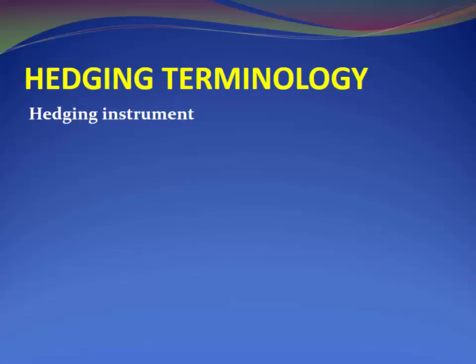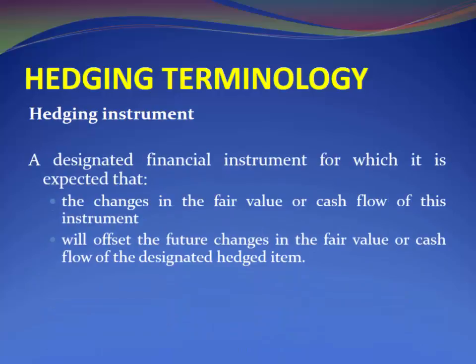What is a hedging instrument? A designated financial instrument for which it is expected that the changes in the fair value or cash flow of this instrument will offset the future changes in the fair value or cash flow of the designated hedged item. So let's just do that again. A designated financial instrument for which it is expected that the changes in the cash flow of this instrument will be offset against future changes in the fair value or the cash flow of a designated item.